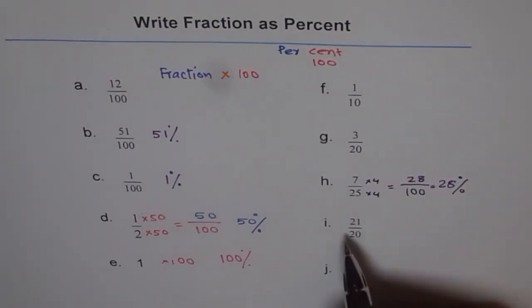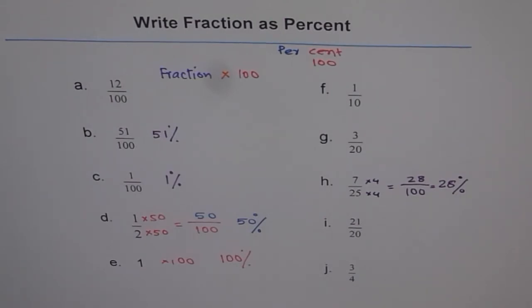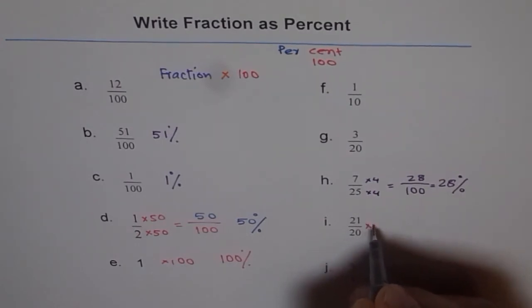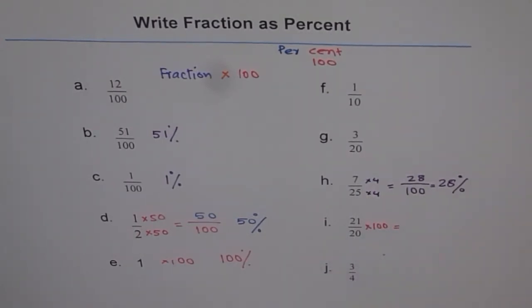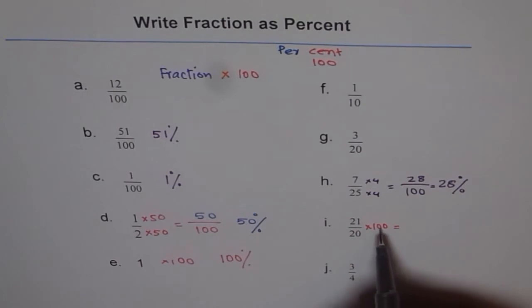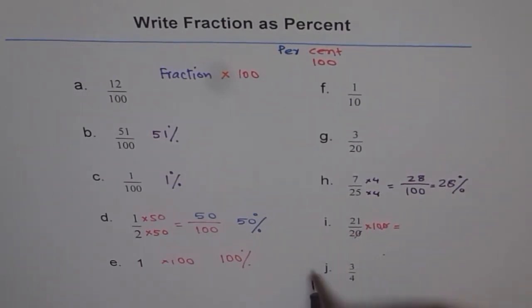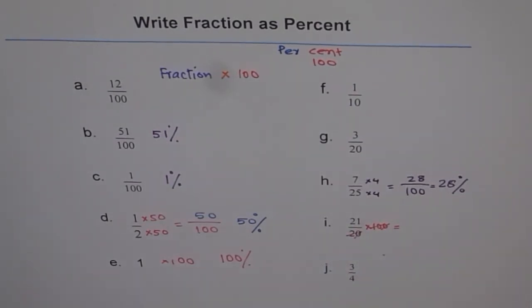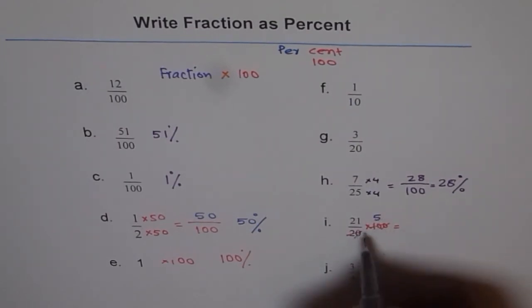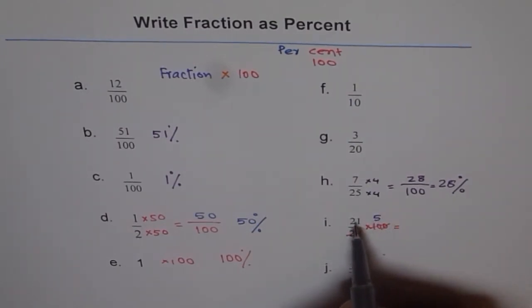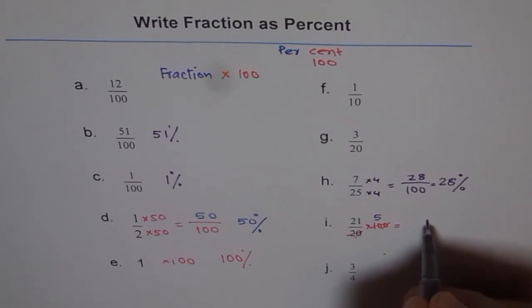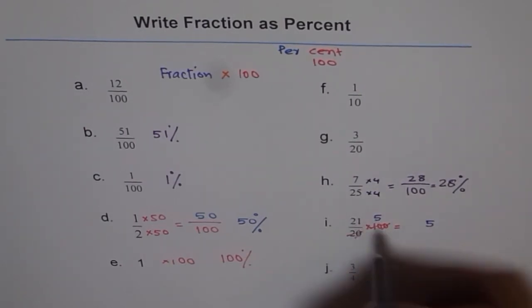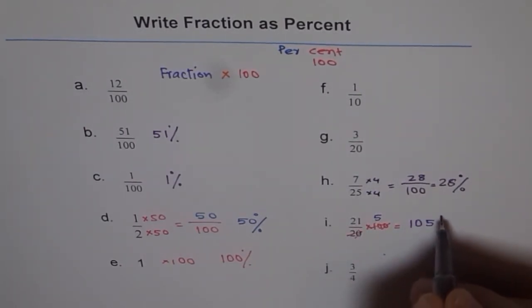Now, how about 21 over 20? In this case, to convert to percent, you can simply multiply by 100, right? Use your calculator, or if you divide 100 by 20, what do you get? First 10, zeros get cancelled, and then 2 times 5, correct? So we'll write 2 times 5 here as 10. And now you multiply 5 by 21. So you get 5 times 1 is 5 and 5 times 2 is 10. You get 105%.